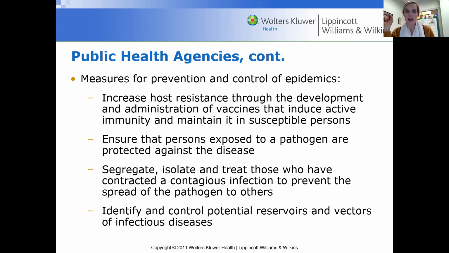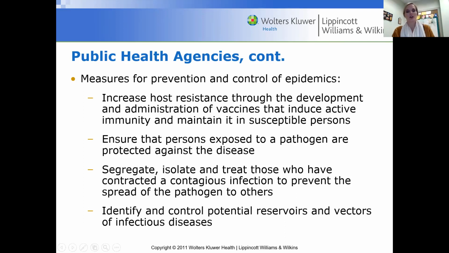They work to segregate, isolate, and treat those who have contracted a very contagious infection to help prevent the spread. We're actually going to talk about that in the next chapter. We'll talk about what happens in a hospital setting when a person comes in with a very infectious airborne illness, and how they're isolated. So that's what these particular public health agencies are working to do, to make sure that we're controlling it as much as we can.